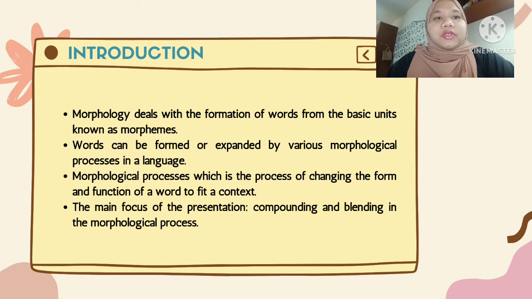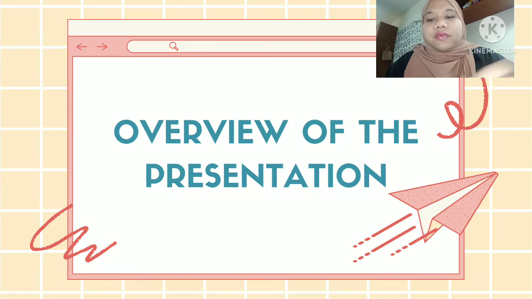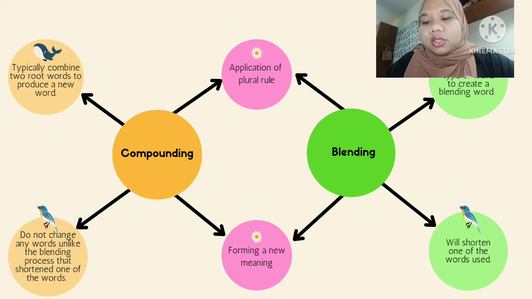So there are a lot of morphological processes in the English language. However, the main focus of today's presentation is going to be on compounding and blending. First, I'm going to look at the overview of my presentation. I'm going to present two similarities and two differences between compounding and blending. The first similarity will be the application of the plural rule, and the second will be forming a new meaning, and the others are the differences. So I'm going to go into detail right now.